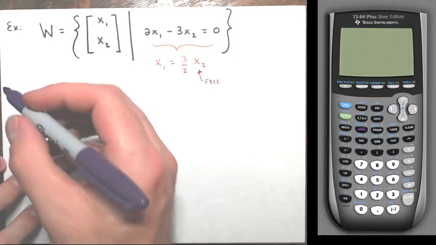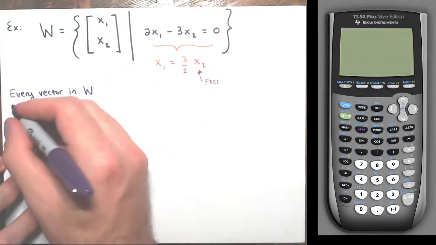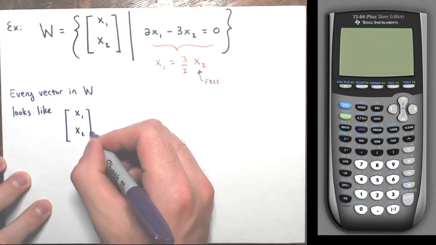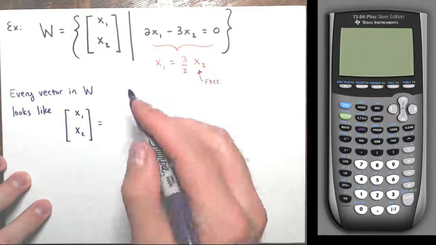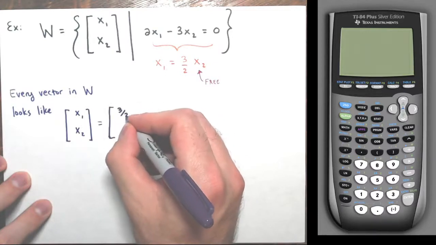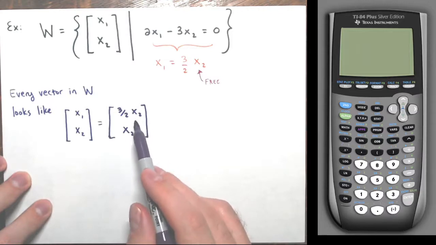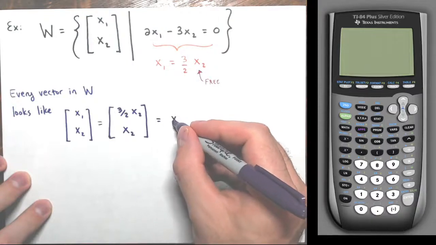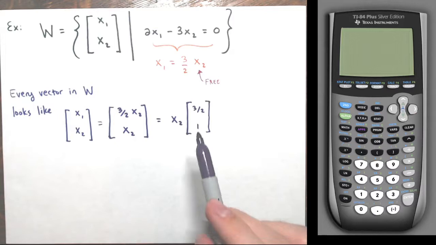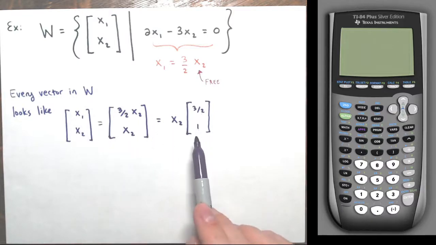Alright, so as I did with the last one, let's take a look at what every vector in W looks like. Every vector in W looks like this: you have component x1, component x2, but we just said component x1 must be 1.5 times x2. So I'll replace x1 with 3 halves x2, and then x2 is not changing. That's the free variable. And notice both of these components have the scalar x2 in common. So I can call it x2 times the vector 3 halves, 1. So what we're seeing in this line is that every vector in W is a scalar multiple of this vector 3 halves, 1.